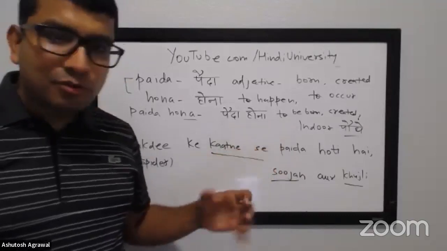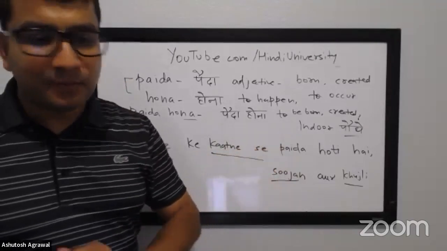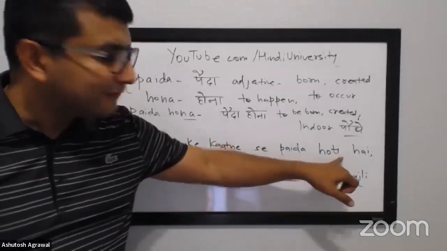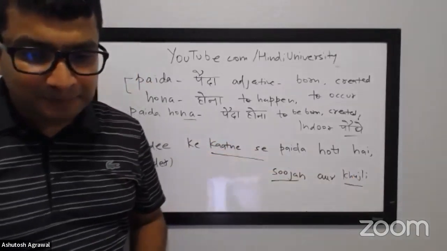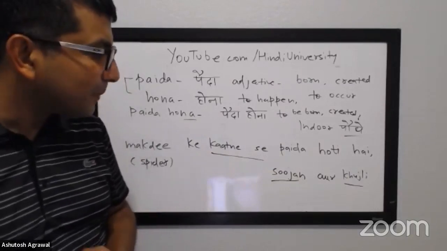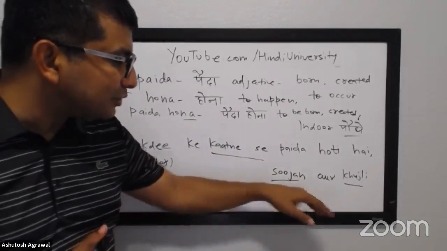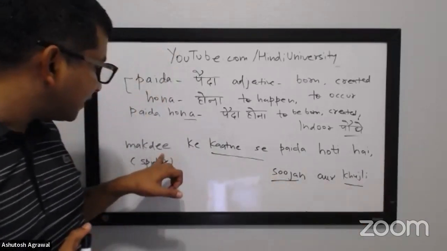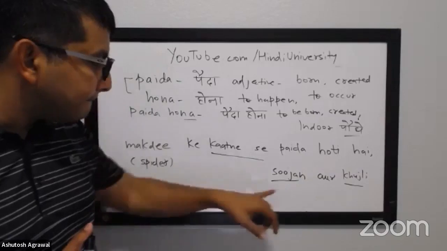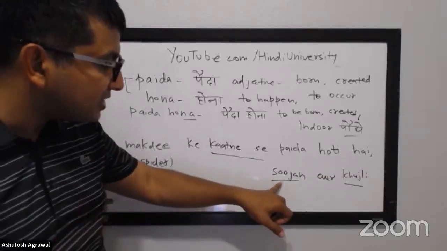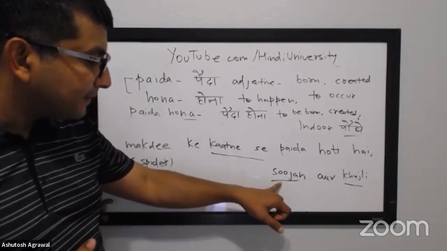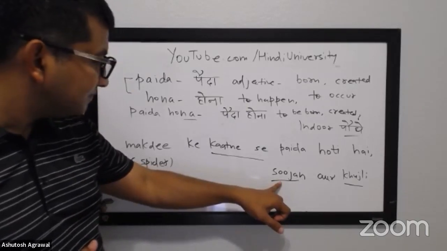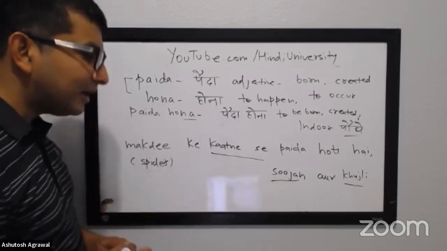Se is a postposition. Paida hona, it is written in the text. How will you dissect this whole thing? You don't know the word sujan, you don't know khujli, makdi. How will you find out the meaning of it? By asking a question in Hindi. क्या मतलब सूजन है? सूजन का मतलब क्या है?